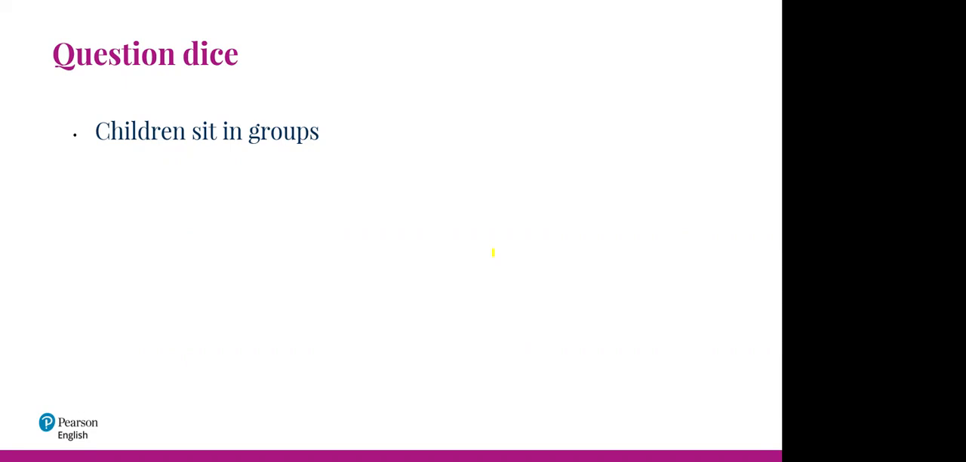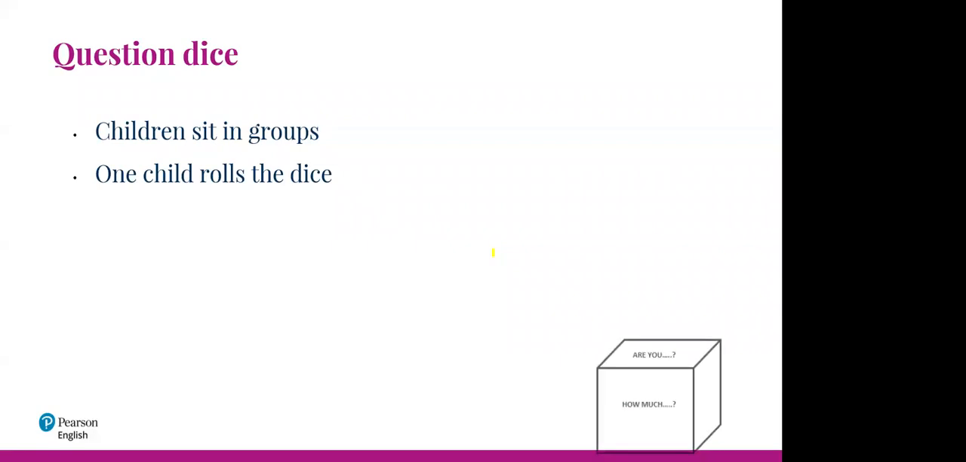The object that you have created is the dice, because that's a kind of dice game. So children sit in groups in a circle around a table or on the floor, if you prefer. One child rolls the dice, and there is a very specific dice, right? This is the dice that has a question word on every side.